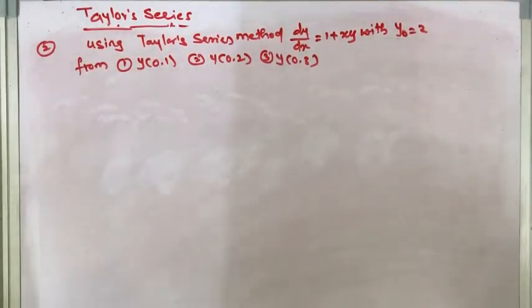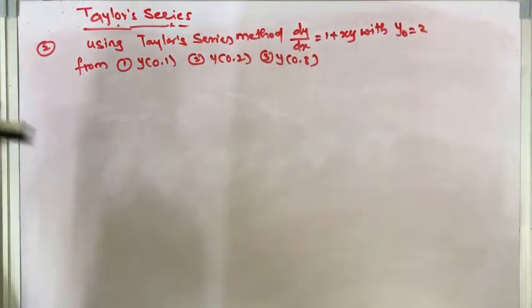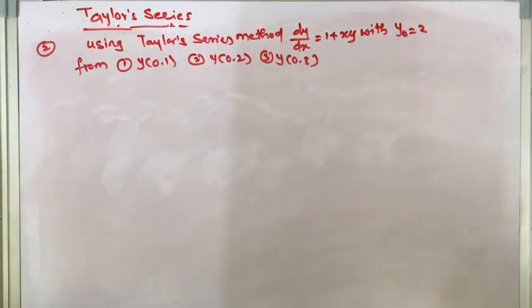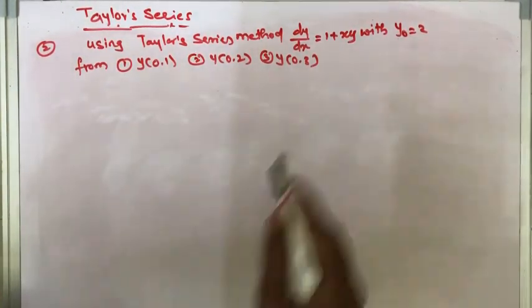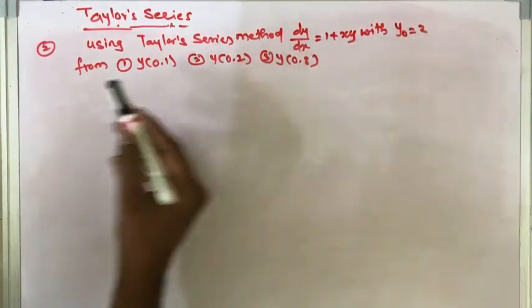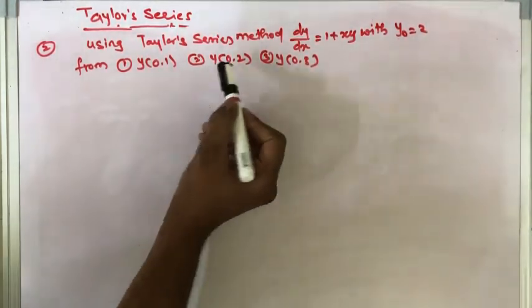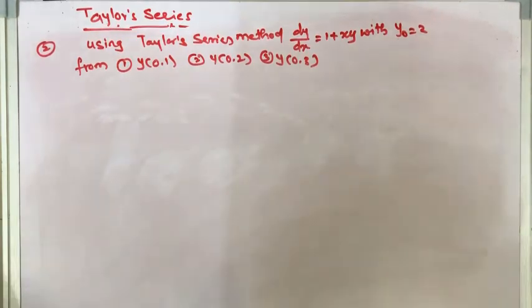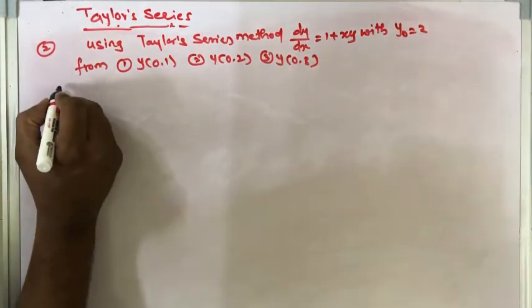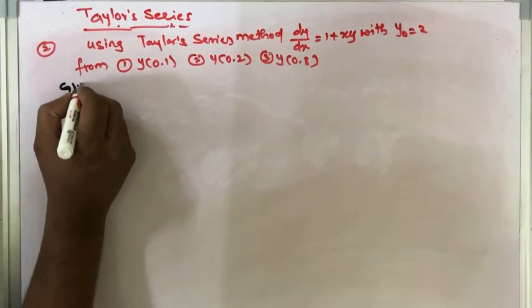So the next problem in the Taylor series method is: using the Taylor series method, dy by dx equal to 1 plus xy with y0 equal to 2, find y of 0.1, 0.2 and 0.3. These are the values we have to find out. Okay, so first I'll write the given data.